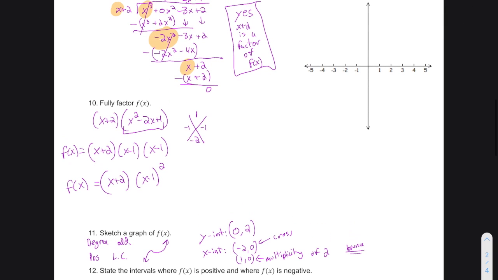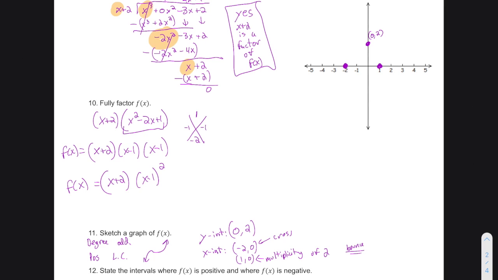So we're going to plot our key points and then try to make our graph match what we know it should look like. So we're going to put a y-intercept at (0, 2). We can put an x-intercept at (-2, 0). We can put an x-intercept at (1, 0).